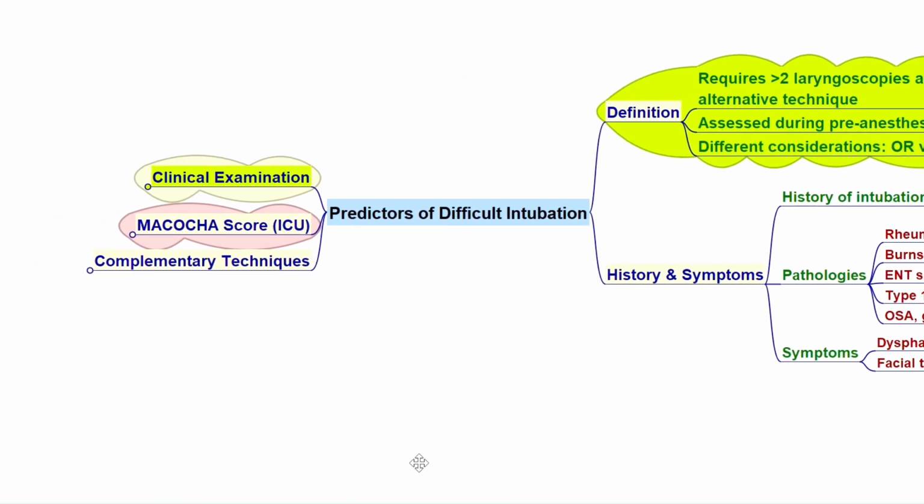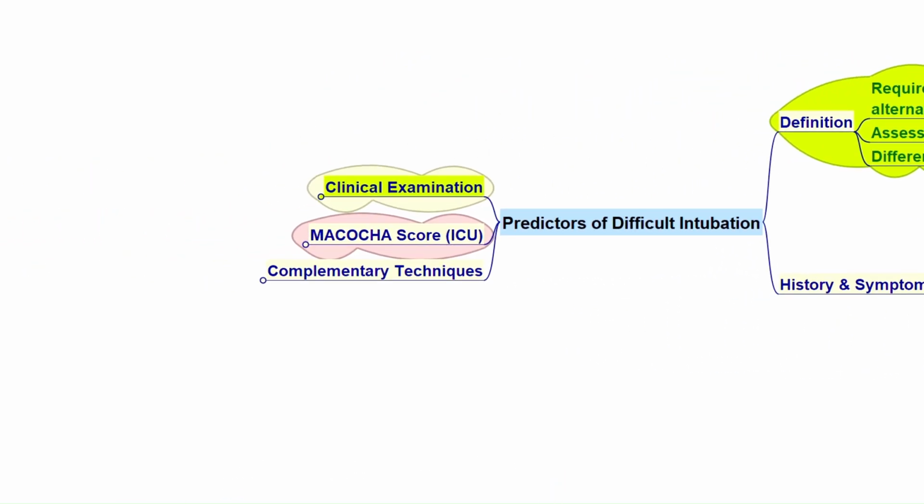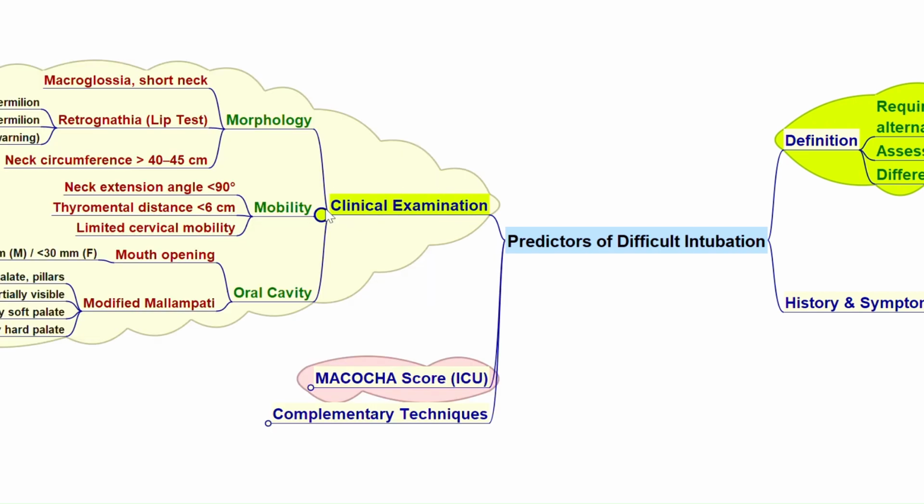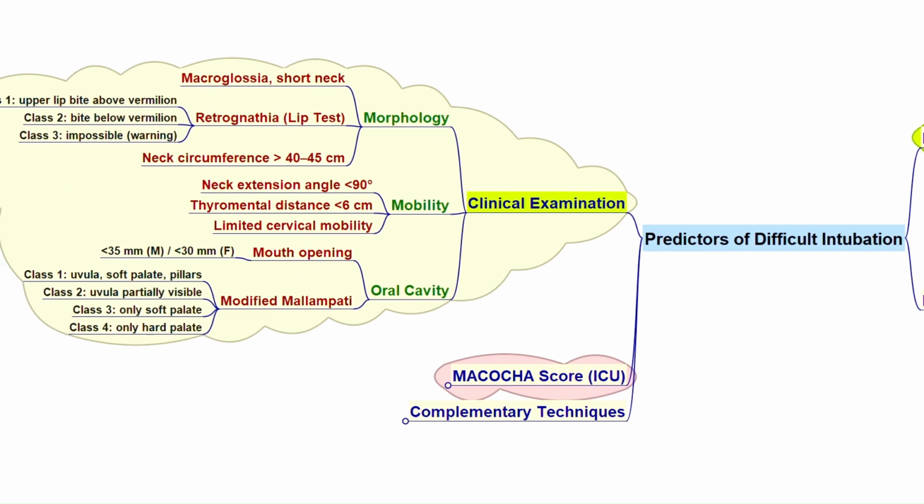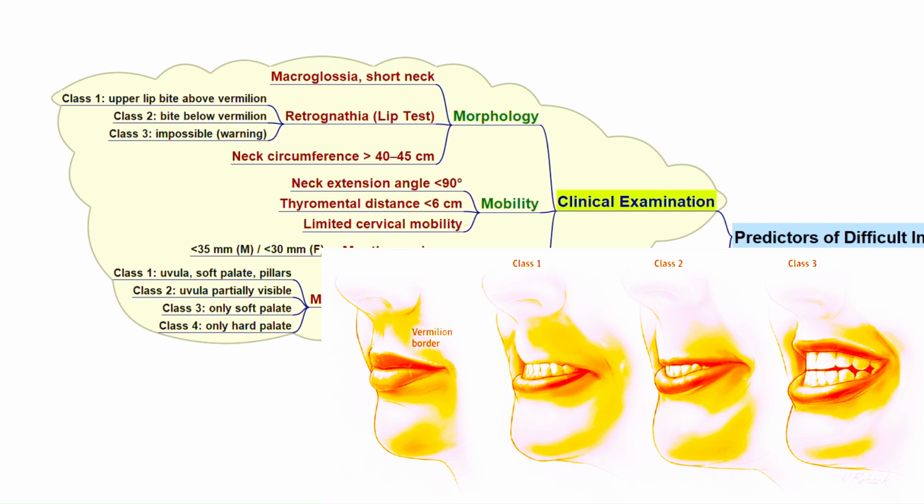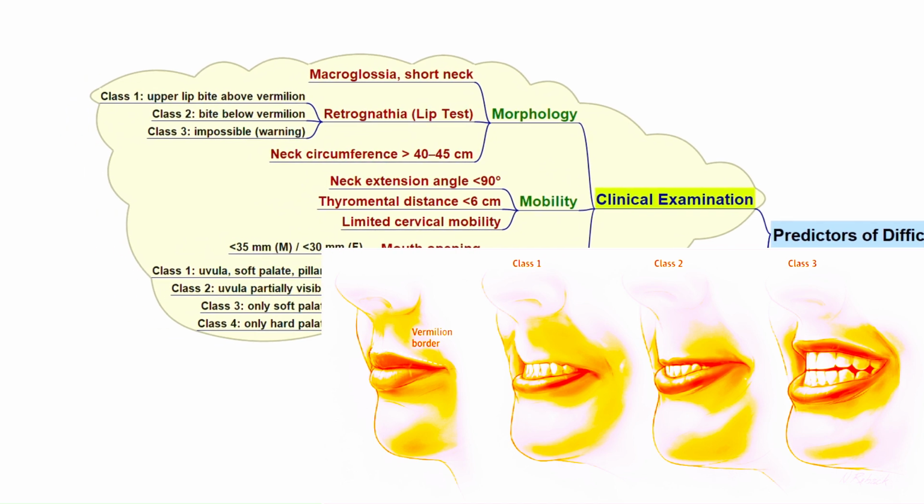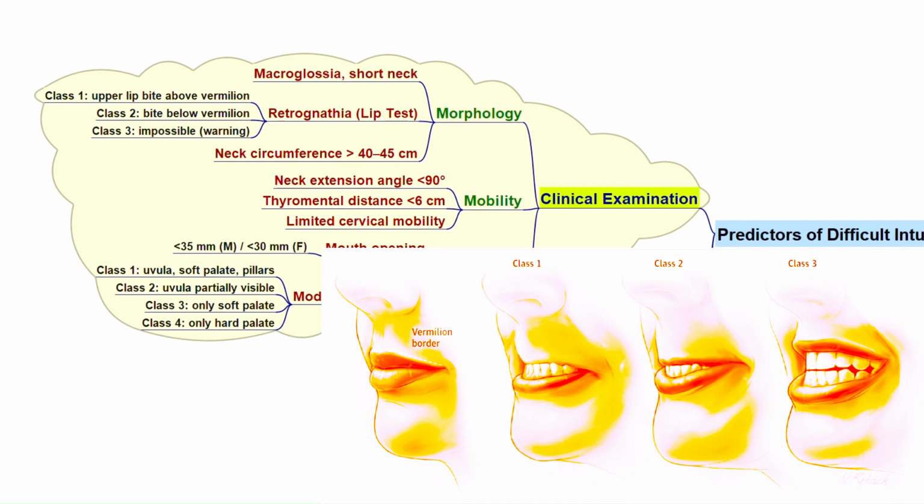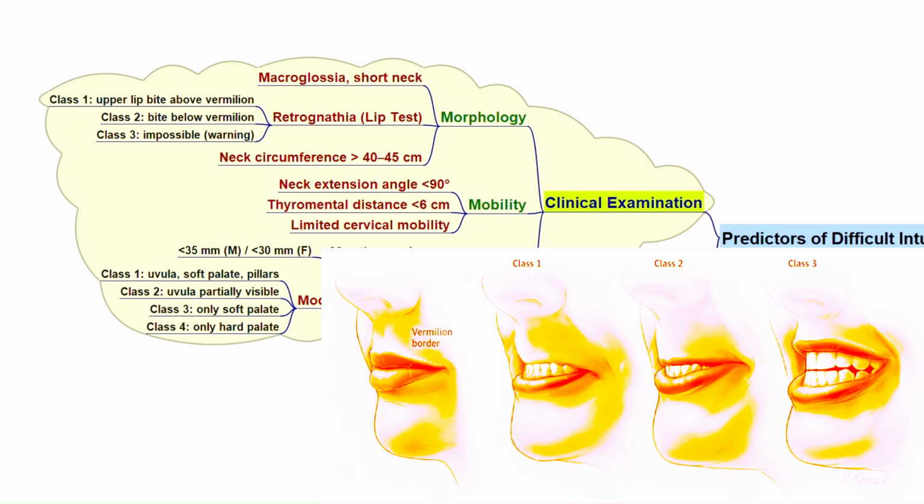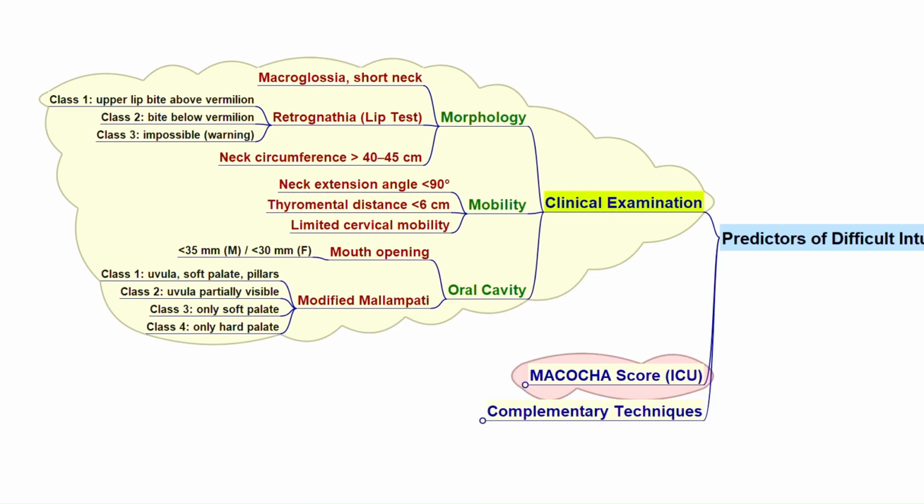So for the clinical examination, you need to assess morphology, mobility, and the oral cavity. For morphology, look for macroglossia or a short neck, the lip test in retrognathism, which is a classification of 1, 2, or 3: biting above the vermilion, below the vermilion, or being unable to do so. Cervical circumference is also important, as is cervical mobility.